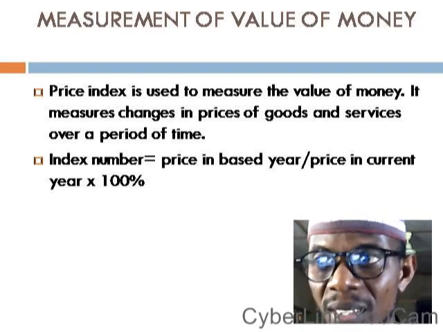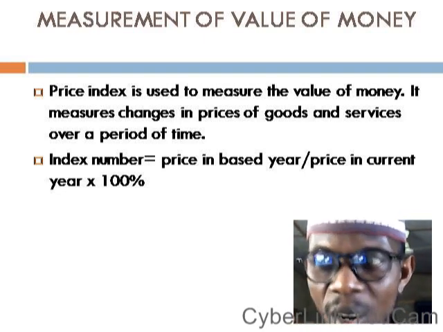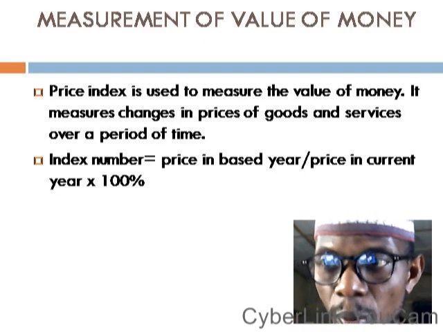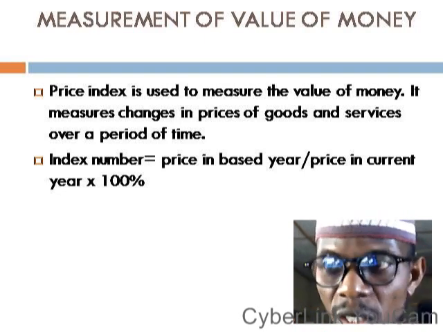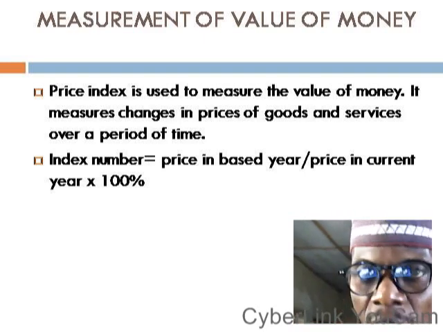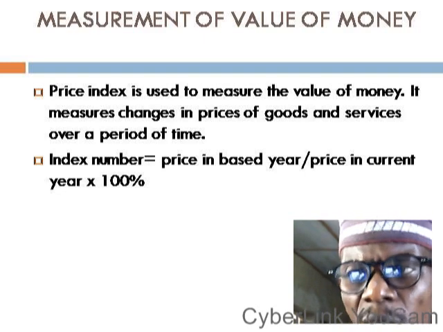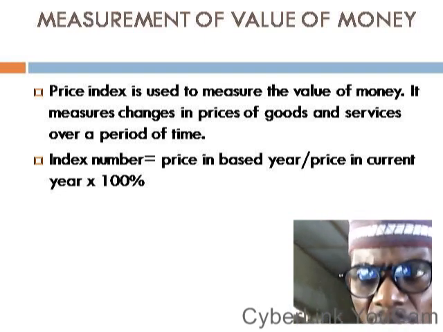The price in the base year, which is January, we put on the top, over the price in the current year, which is April, we put at the bottom. We now multiply it by 100. Whatever you get tells us about the change in the price of goods and services, and tells us the value of money, how our Naira has appreciated or depreciated in our economy.